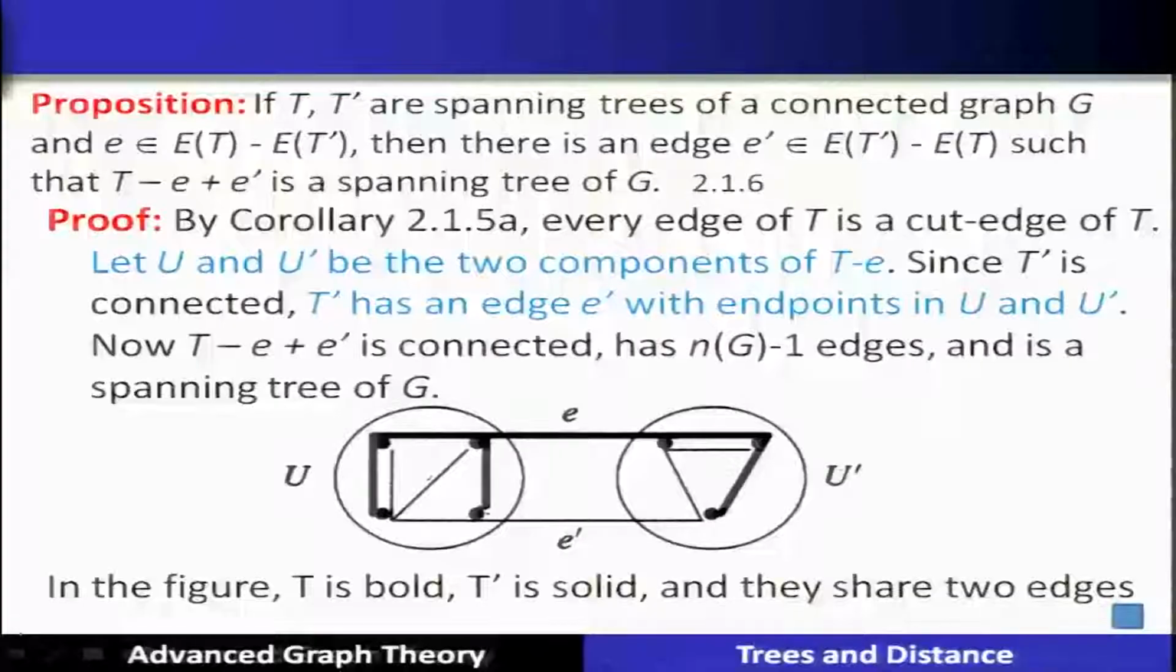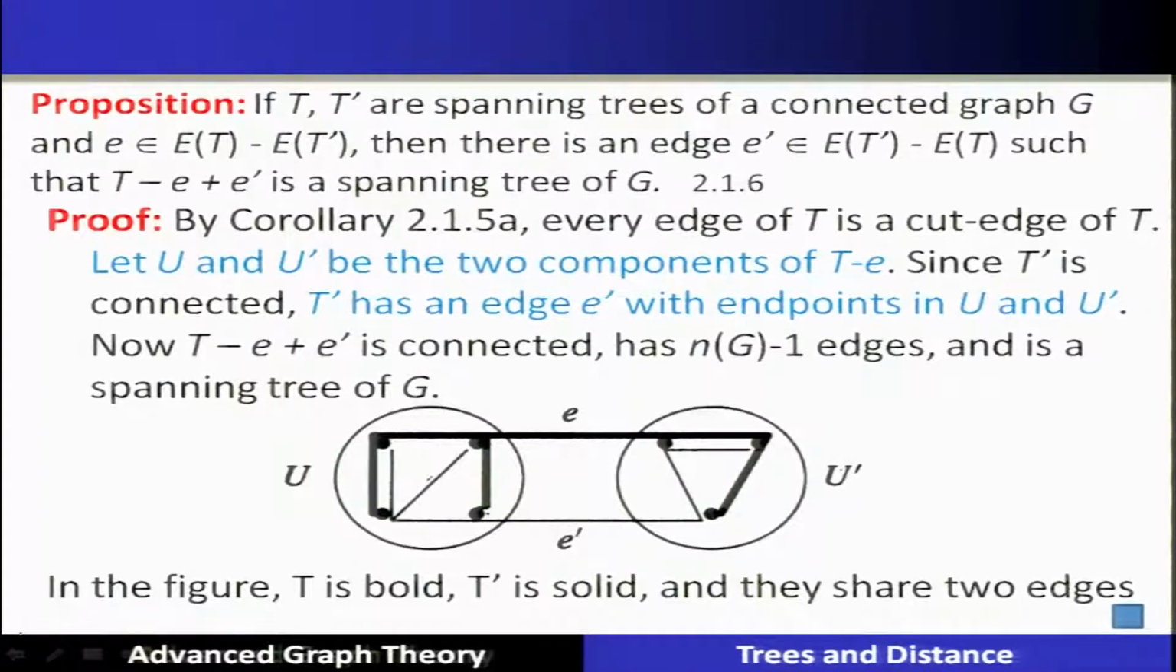Proposition: if T and T prime are spanning trees of a connected graph G, and there exists an edge E which is present in T but not present in T prime, then there is an edge E prime which is present in T prime but not in T, such that T minus E plus E prime is a spanning tree of G.